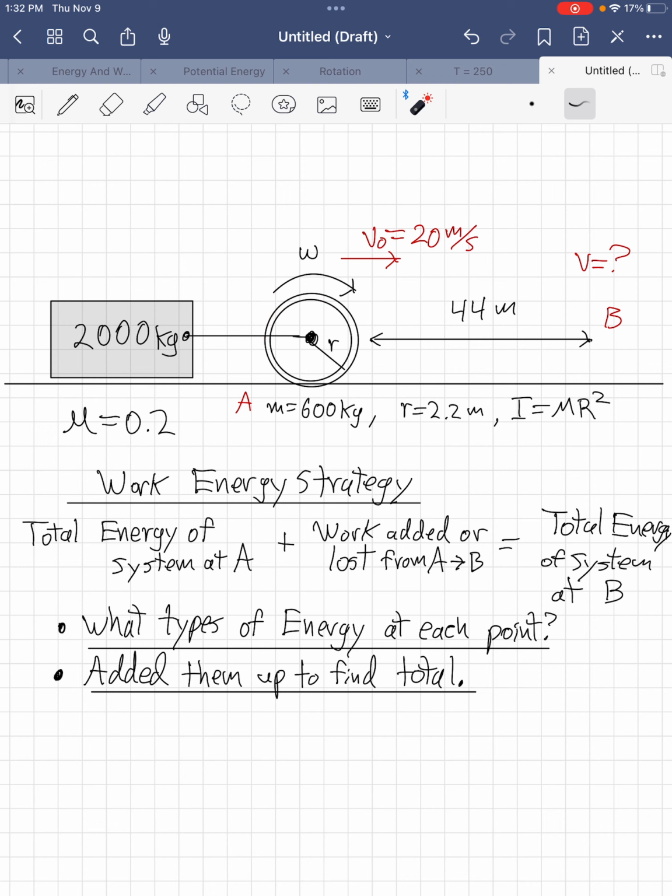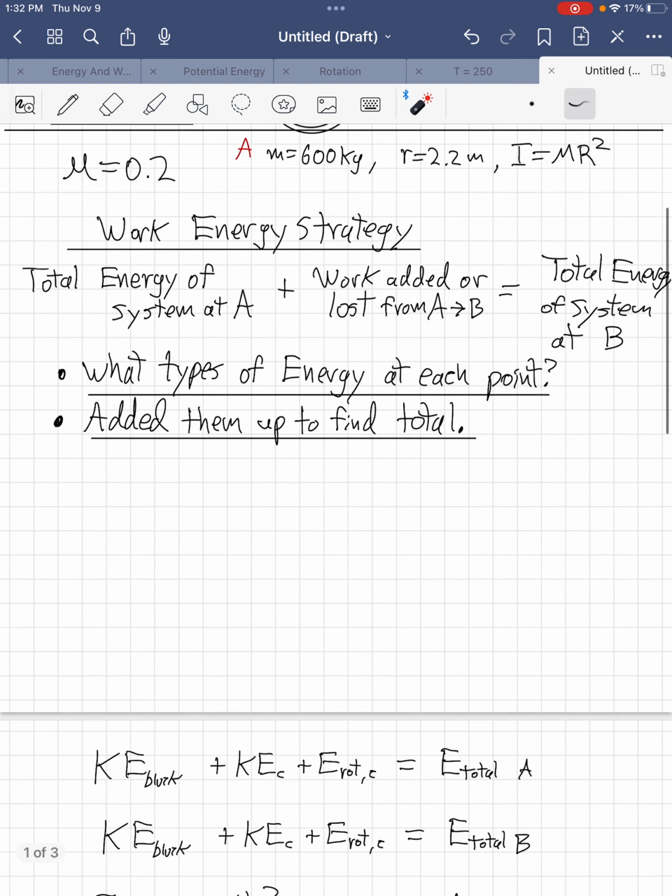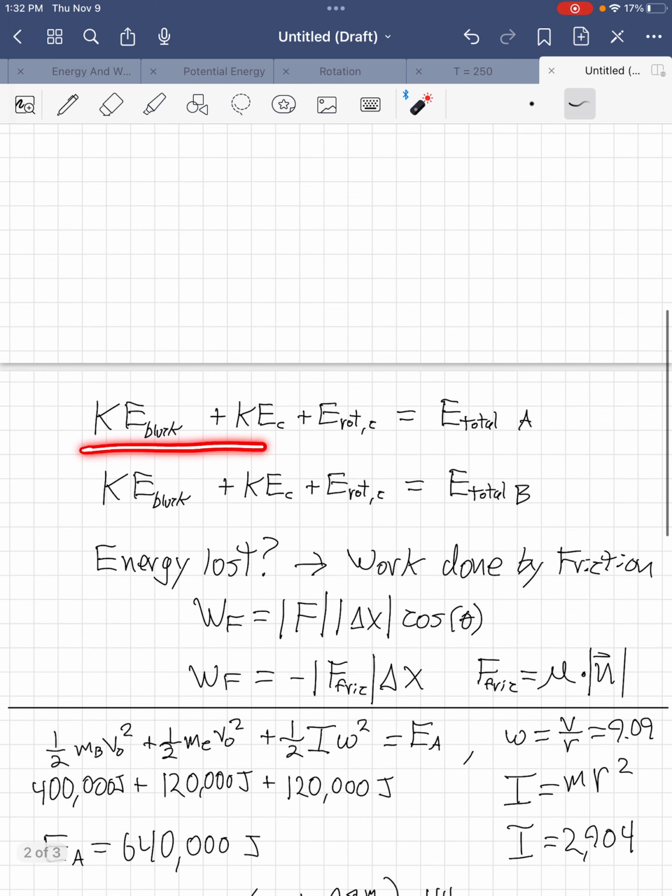All right, so this is a problem where we're not really changing in elevation, so there isn't going to be any change in potential energy, so we don't need to worry about that. And there's no springs or anything, so all we have is the kinetic energy of the block, the kinetic energy of the cylinder, and the rotational energy of the cylinder. So we would just add all of those up to get the total energy at point A.